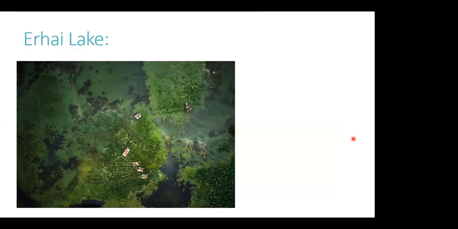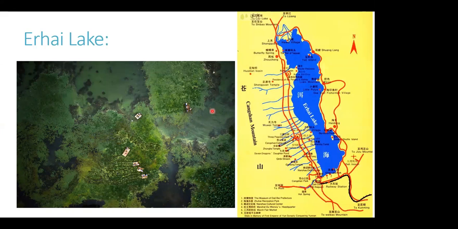And Erhai Lake in Dali also has a similar issue. Here is a bird's eye picture of Erhai Lake. All these are fishermen who used to collect water chestnut. So you can see how bad the pollution is. And here is a map of Erhai Lake, where you have the city here. The place we stayed with the students, called Xizhou, is a more rural area. Erhai Lake is a really major water resource for the whole area.